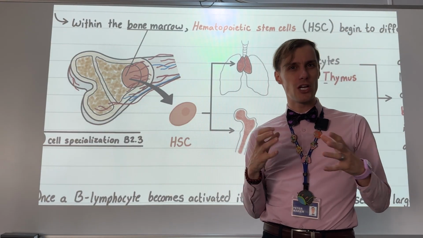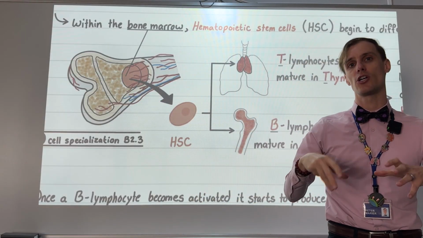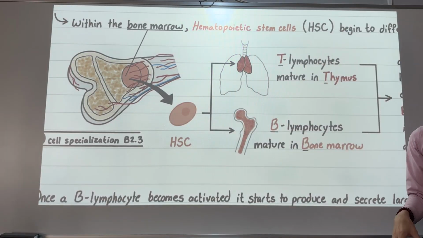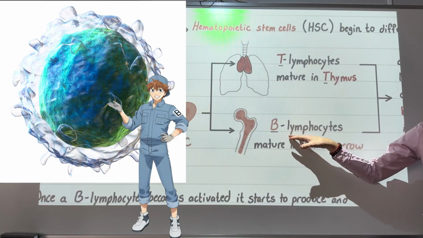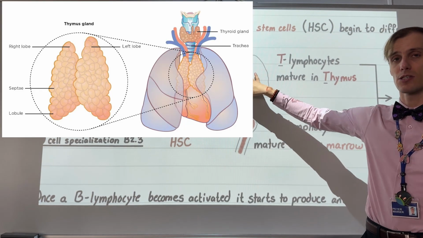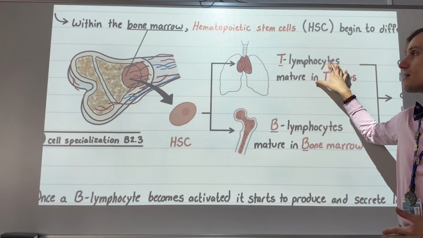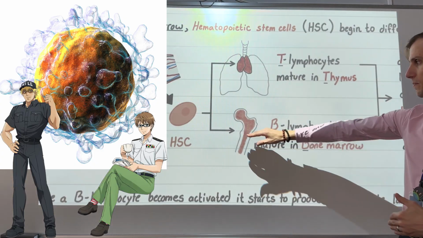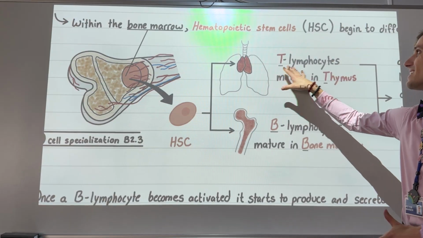If we go through the differentiation process within the bone marrow, in here would be your HSC cells, and they're going to start to differentiate into lymphocytes. And then one of two paths can be taken. If these lymphocytes mature in the bone marrow, they would ultimately form B lymphocytes. If, however, they migrate towards the thymus, which is an organ located behind your sternum, and mature in the thymus, they will ultimately differentiate into T lymphocytes. So differentiating in the bone marrow, B lymphocytes; differentiating in the thymus, T lymphocytes.